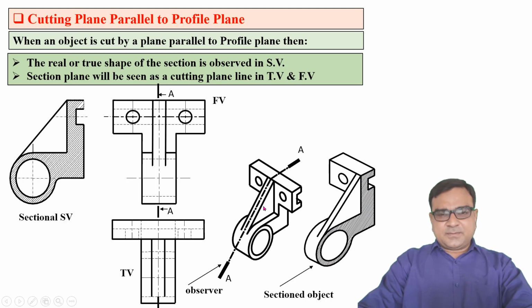Now keep in mind, whenever a rib is cut with the cutting plane in a sectional view, we cannot use hatching lines for that rib, because a rib is an additional part of the object which is used to increase the strength of the object. So in a rib we never use hatching lines or section lines.